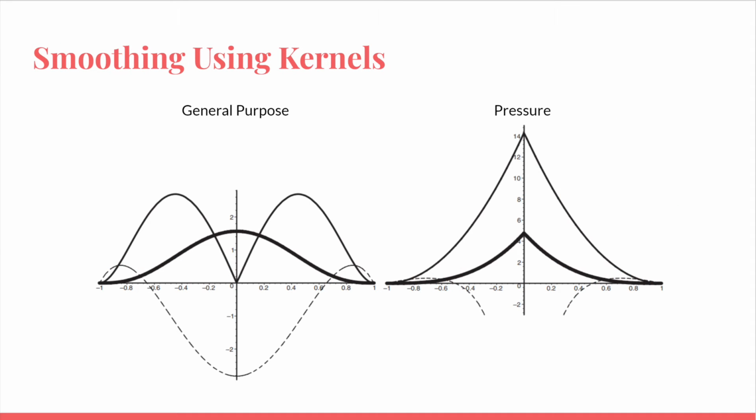As you may have noticed in the previous slide, there is a use of a W function. This would be the kernel function. It is used to smooth out the point values from these particles to create a fluid.